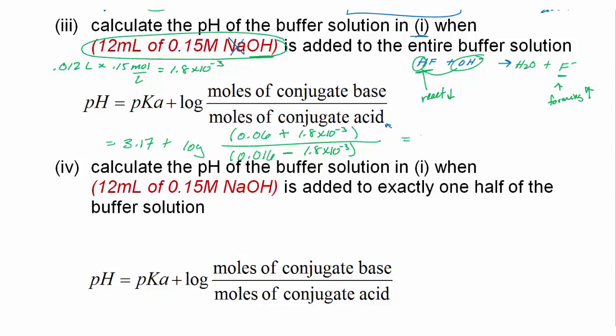Okay, so let's try it again. 0.06 plus 1.8 times 10 to the negative 3, divide it by, use some parentheses, 0.016 minus 1.8 times 10 to the negative 3, close parentheses, it equals log, plus 3.17, 3.81.